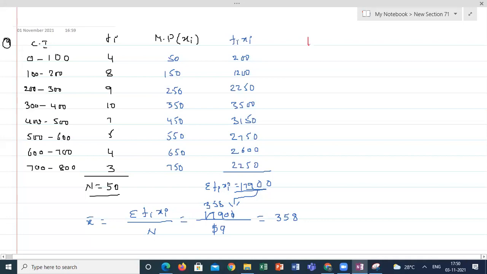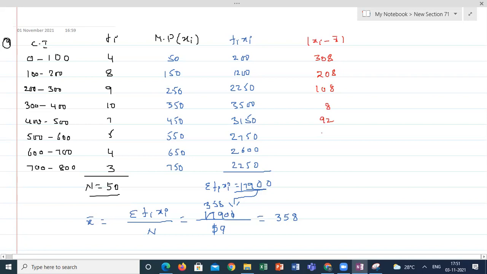So first I am calculating each and every observation's deviation, that is xi minus x bar. 358 minus 50 is 308. And 358 minus 150 is 208. 358 minus 250 is 108. This is 8. And 450 minus 358 is 92.